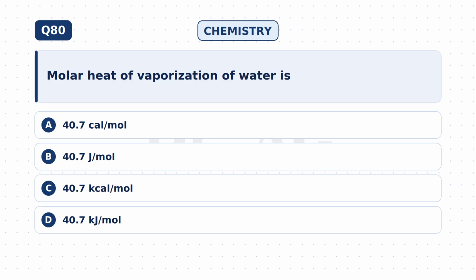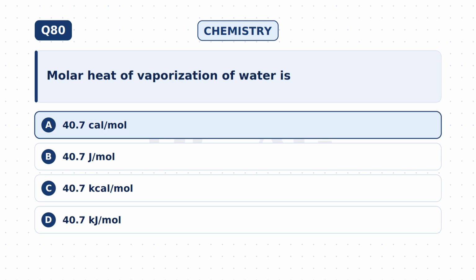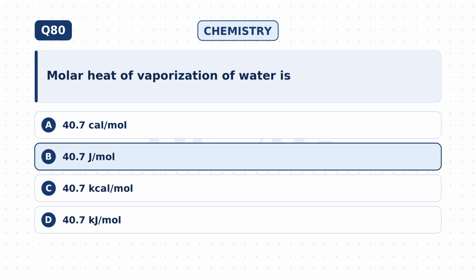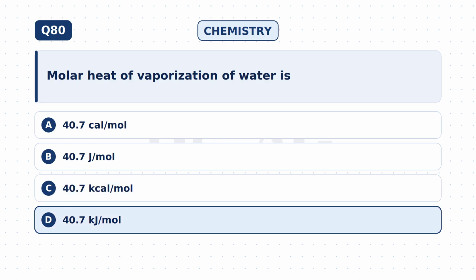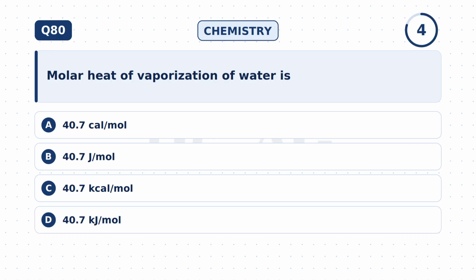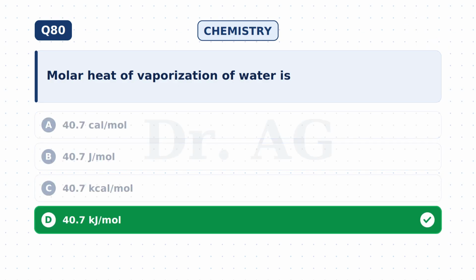Question 80. Molar heat of vaporization of water is Option A, 40.7 calories per mole. Option B, 40.7 joules per mole. Option C, 40.7 kilocalories per mole. Option D, 40.7 kilojoules per mole. The correct answer is D, 40.7 kilojoules per mole.